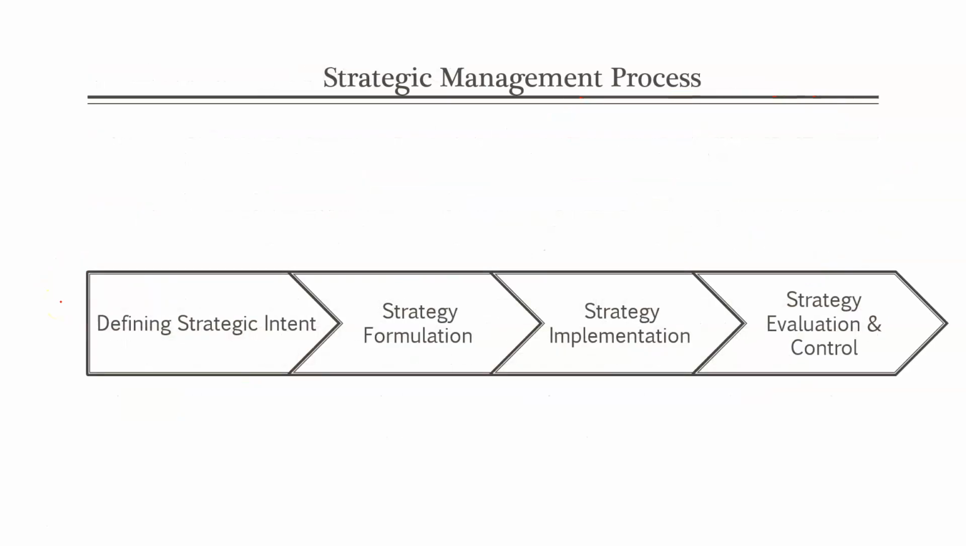Let's talk about the various processes we have in strategic management. It starts with defining strategic intent, then we formulate certain strategies, we implement those strategies, and in the fourth stage we try to evaluate those strategies and control them. Let's take up this process in detail now.